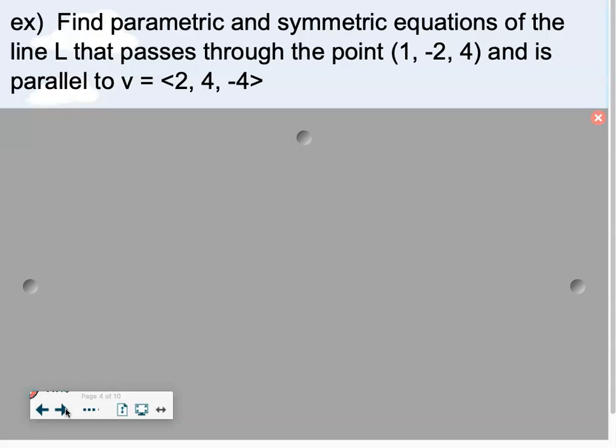For symmetric, I got x minus 1 equals y plus 2 over 2 equals z minus 4 over negative 3. Oh, you did the simplify. Yeah. I got x minus 1 over 2, y plus 2 over 4 equals z minus 4.